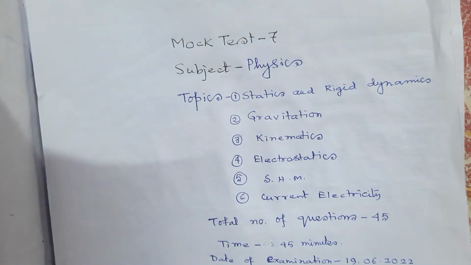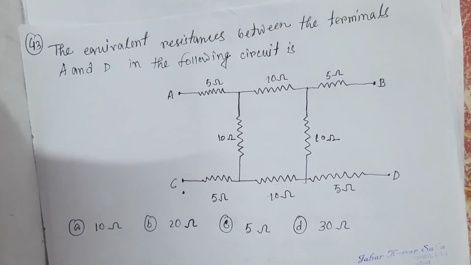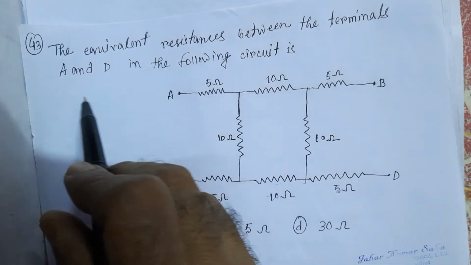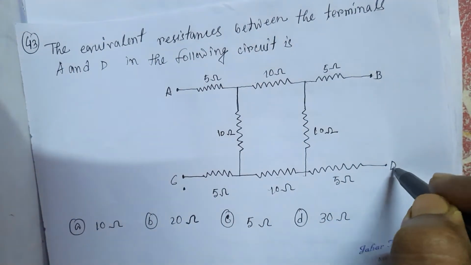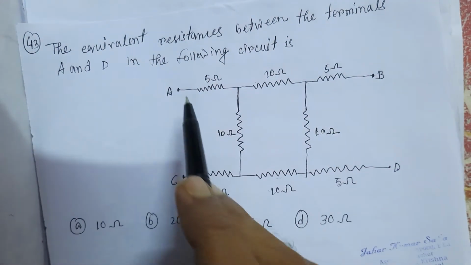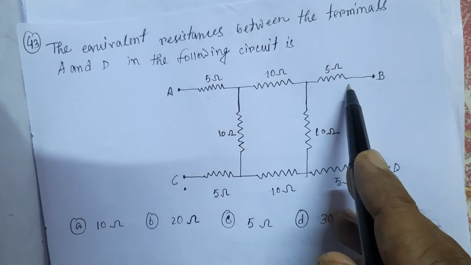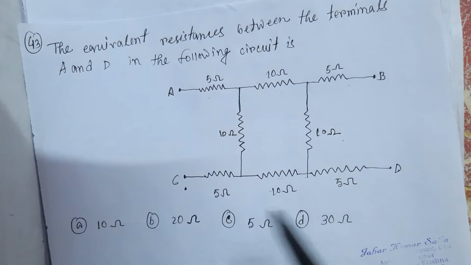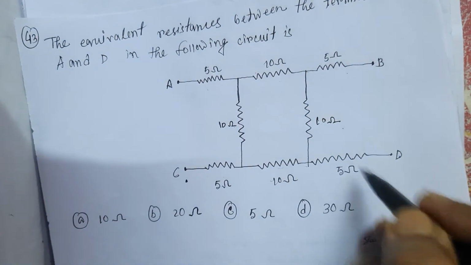Now let us take question number 43. In question number 43, we see a circuit diagram. We have to find the equivalent resistance between the terminals A and D. Here is terminal A and here is terminal D. There are 8 resistances: 5 ohm, 10 ohm, 5 ohm, 10 ohm, 10 ohm, 5 ohm, 10 ohm and 5 ohm. The equivalent resistance between A and D has to be calculated.